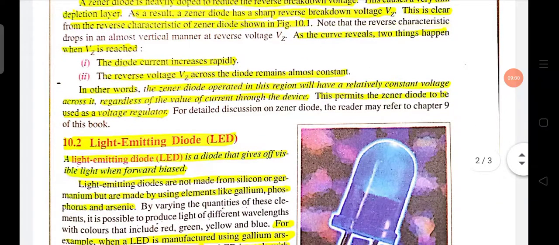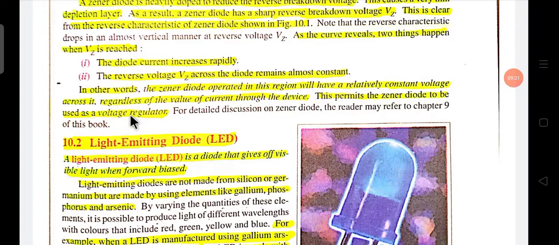These two things happened, okay. In other words, the Zener diode operated in this region will have a relatively constant voltage across it, regardless of the value of the current through the device. This permits the Zener diode to be used as a voltage regulator.